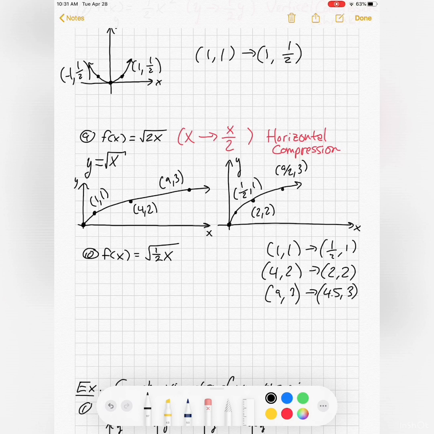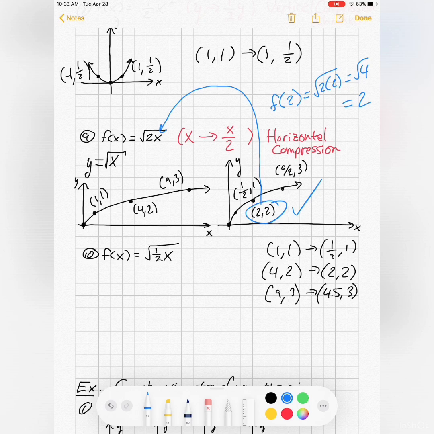Now you can check that. If you pick one of these points, say 2, 2, and I take x equals 2 and plug it in the function, what do I get? I get square root of 2 times 2, which is square root of 4. Oh, look at that. The result is 2. So that point is at the correct location. Okay, so the horizontal things are a little bit funny.